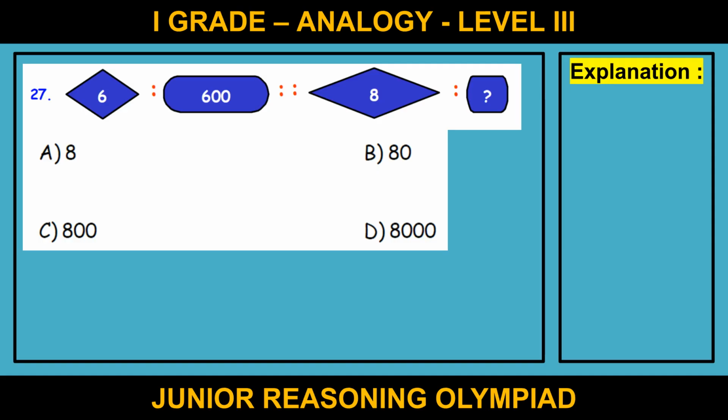Excellent thinking. Look carefully. 6 becomes 600. 2 zeros are added after 6. Now apply the same rule. 8 should become 800. Let's see the options. Option A, 8. Option B, 80. Option C, 800. Option D, 8,000. The correct answer is option C, 800.